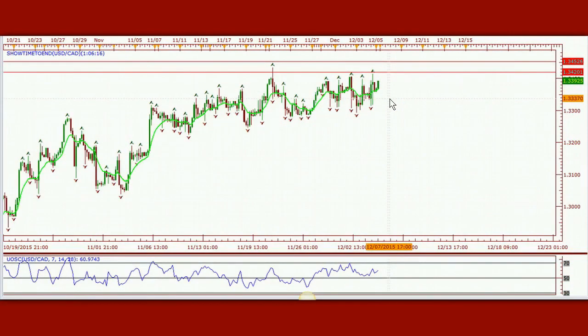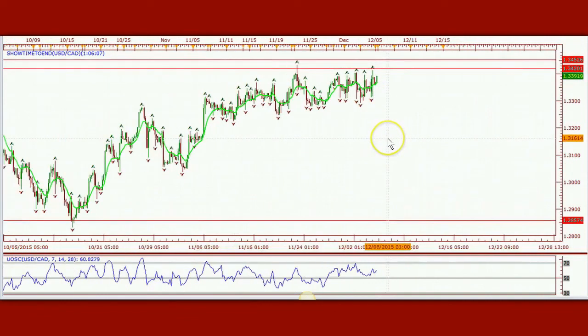But until then, guys, that's what we're looking at for the US dollar CAD on the daily time frame, quite possibly entering on the H4 time frame. So there you go. Hope you guys catch this.